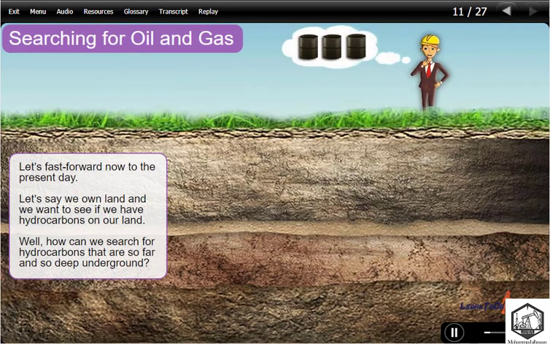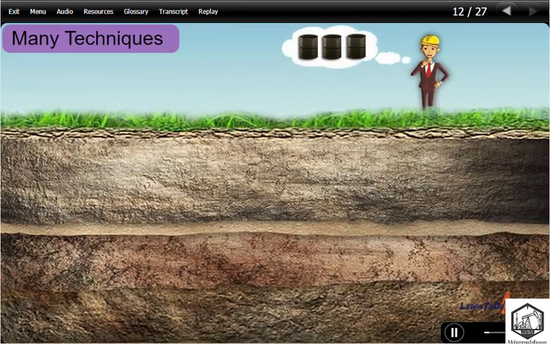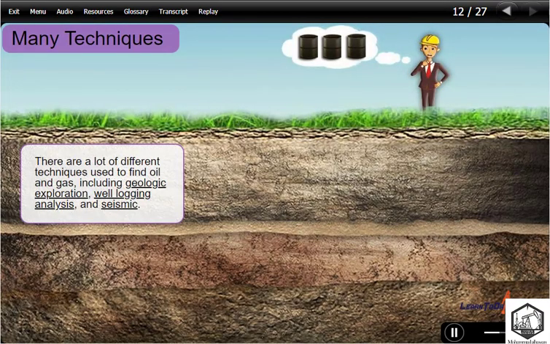Let's fast forward now to the present day. Let's say we own land and we want to see if we have hydrocarbons on our land. Well, how can we search for hydrocarbons that are so far and so deep underground? There are a lot of different techniques used to find oil and gas, including geological exploration, well logging analysis, and seismic.